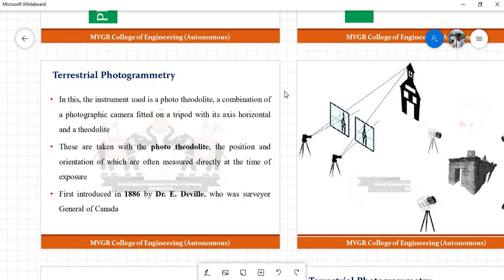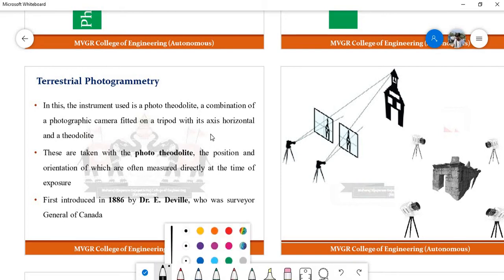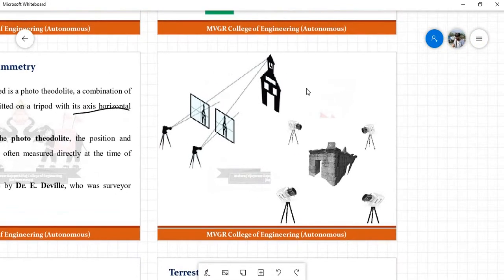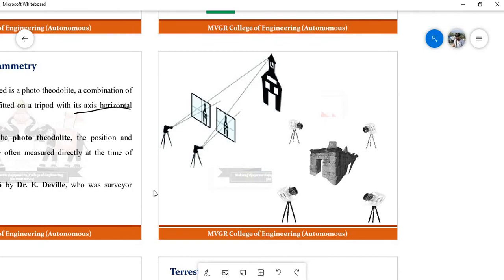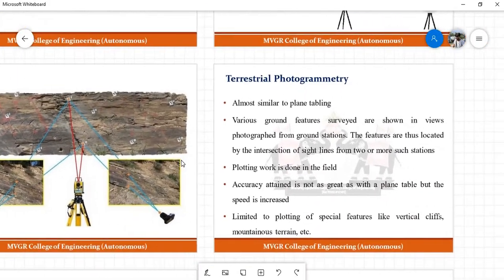So if you go into detail on what is terrestrial photogrammetry, I already told you it is the horizontal way of taking photographs. We are present at the ground, which means we are present on the earth. So the camera axis is always horizontal. Look at this. The camera axis is horizontal. So these are the images. These are some of the examples of terrestrial photogrammetry.